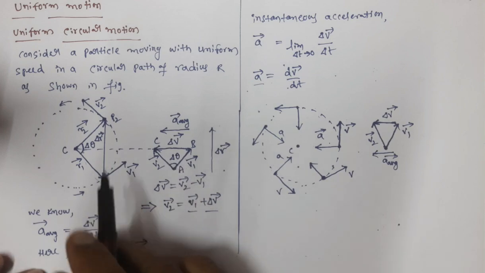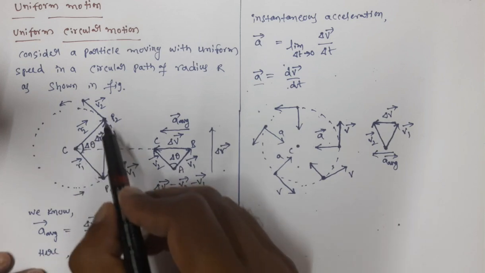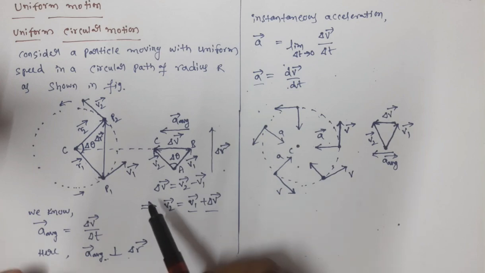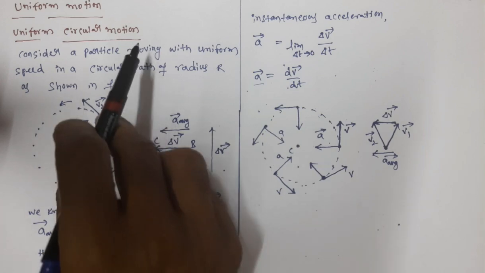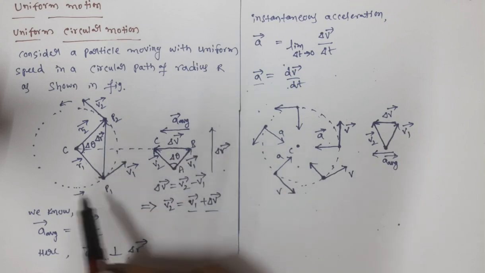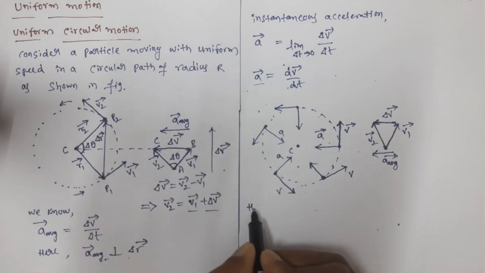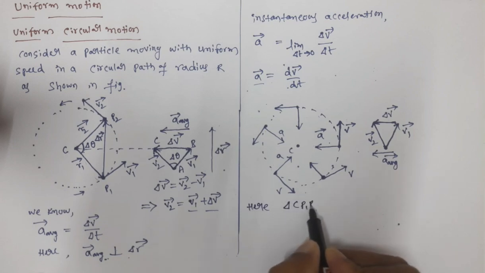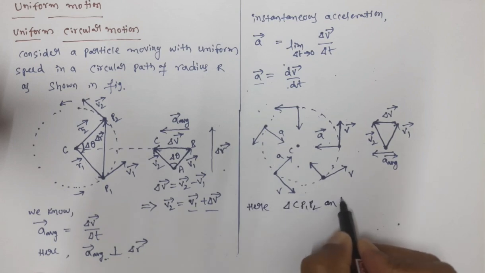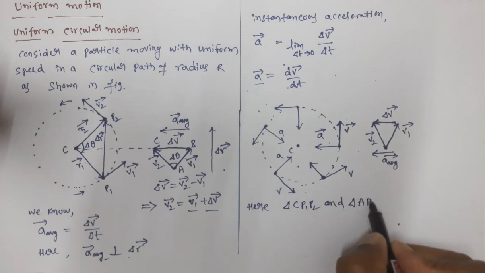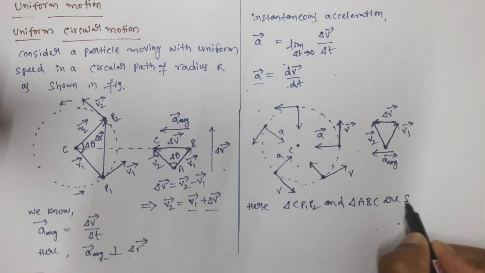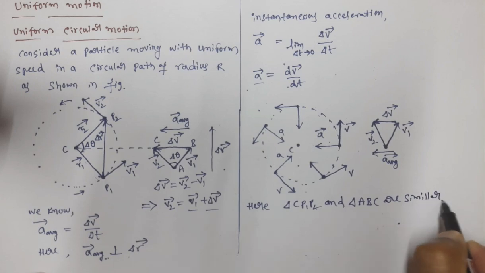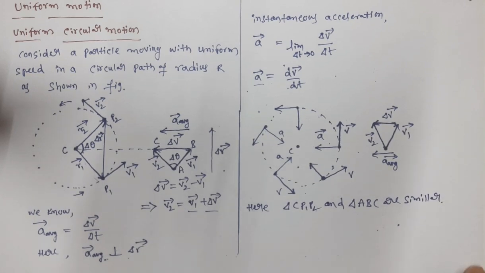So if this angle is delta theta, this angle can be called delta theta. Now we compare these two triangles. We say these two triangles are similar triangles. Similar triangles means the ratios are same. The exact values are not same, but the ratios are same. So here triangle CP1 P2 and triangle ABC are similar. In similar triangles, what happens, guys? The ratios are same. So now we take the ratio delta V by V.